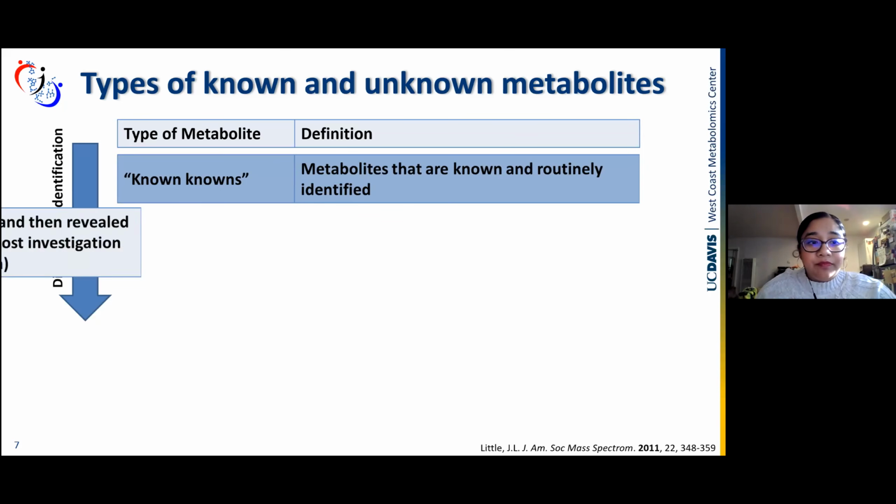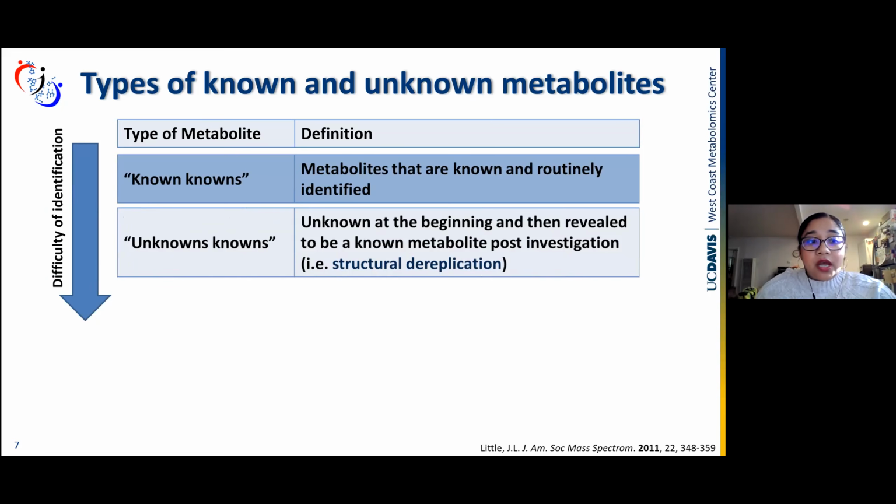There is something called unknown knowns, and these are unknown at the beginning of the analysis, and then they're revealed to be a known metabolite post-investigation. This is a term called structural dereplication. So it might appear as if it's unknown, but once you do some data analysis with the libraries that we'll talk about or the databases that we'll talk about, it's actually a known metabolite.